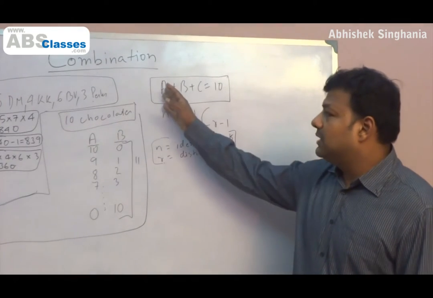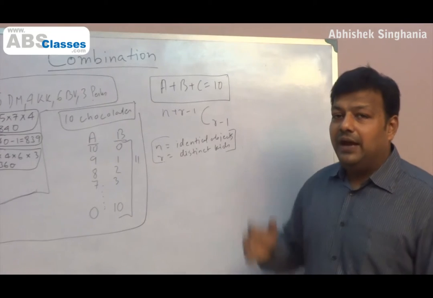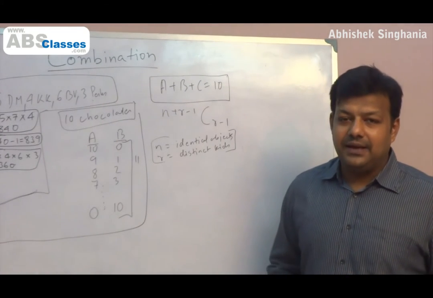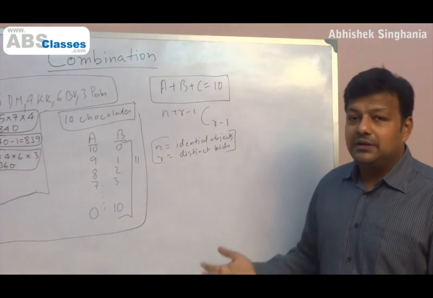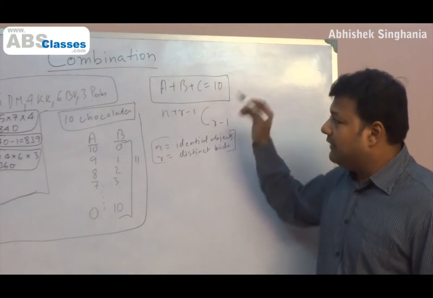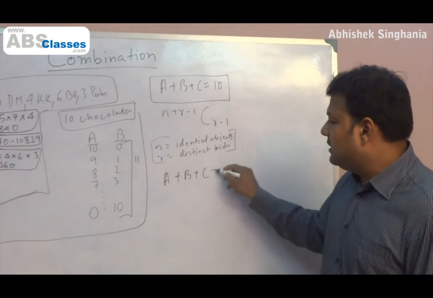Say there is a mom. A has a mom like most of us do, and the mom insists that my kid must receive at least 2 chocolates. You can't help it. I mean, in these things I can't even explain how difficult it becomes. You have to give 2 chocolates to A. So A plus B plus C is equal to 10.